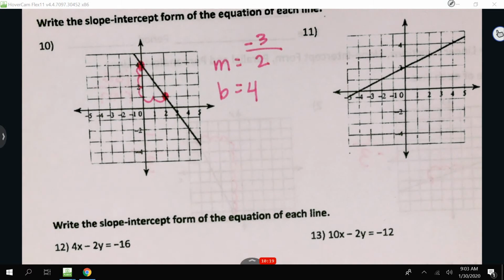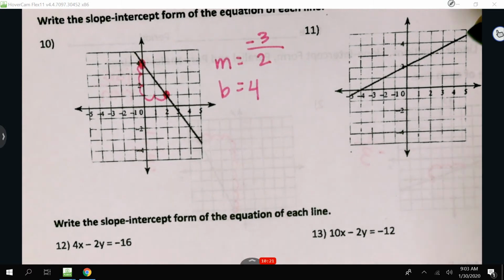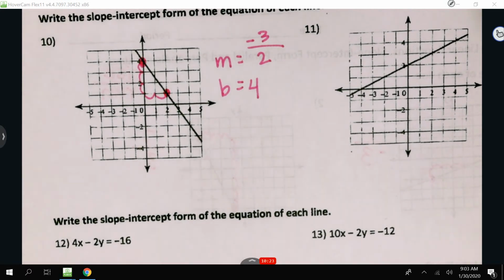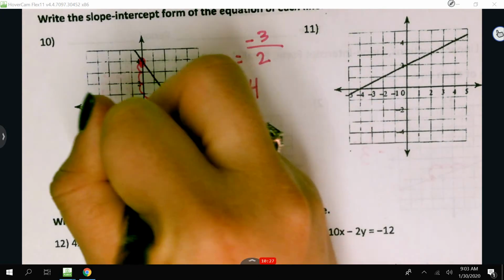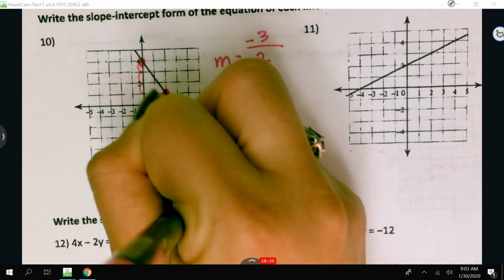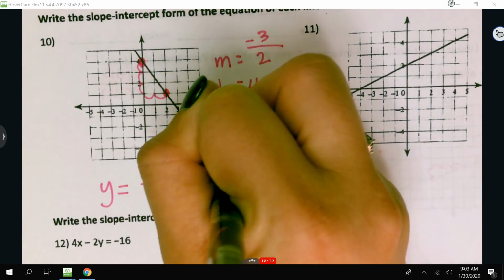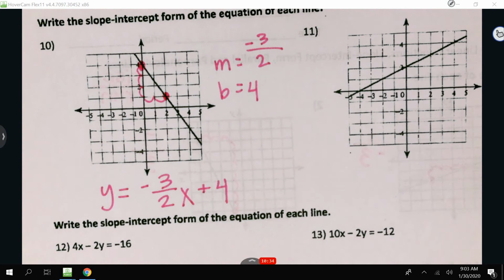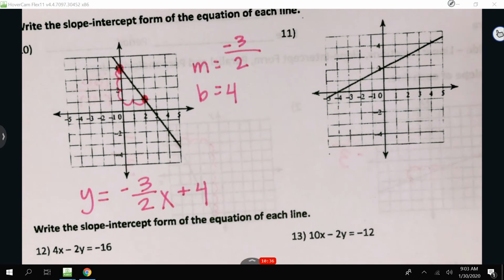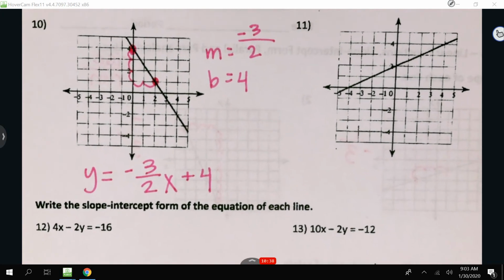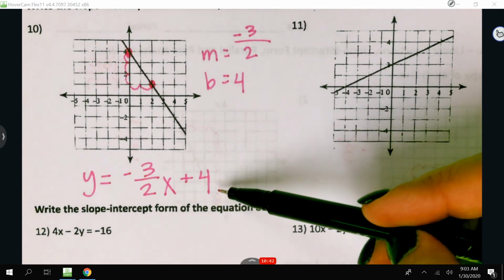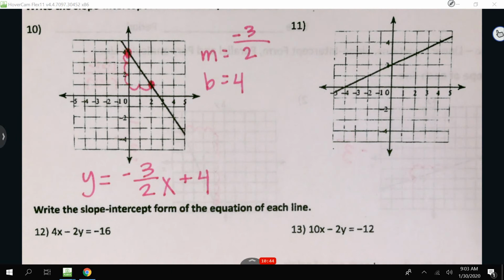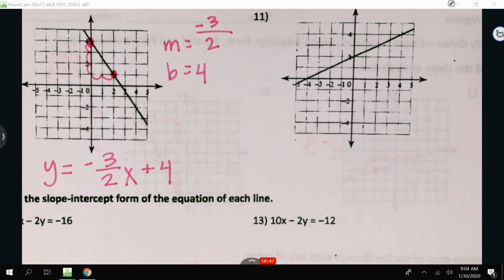Is that my answer? No, I need to put that in my equation now. My y equals mx plus b. So somebody tell me what that is. Y equals negative 3 over 2x plus 4. Good. I'd rather the whole class than one person. Normally I have to pull your teeth to get somebody to answer. So this is my answer right here. It's that full equation.